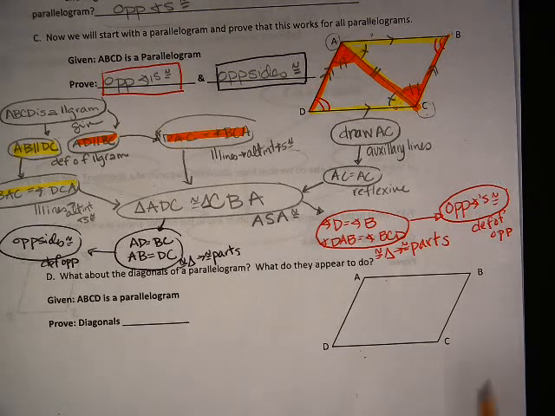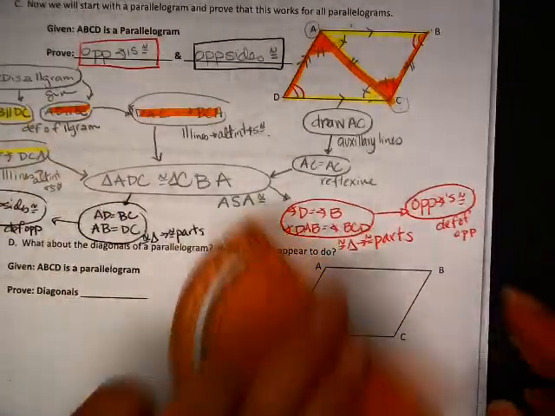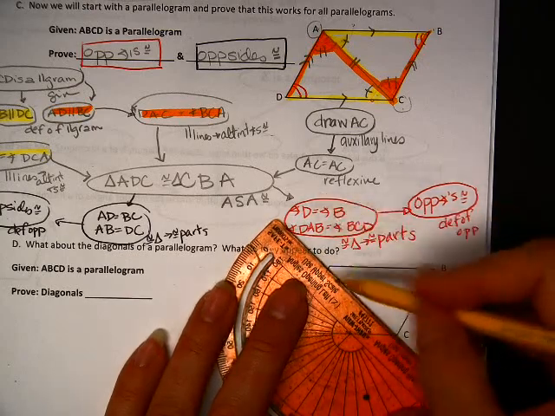Okay? All right, we have one last one on this side. It says, what about the diagonals of a parallelogram? What do they appear to do? Well, the first thing that we need to do to have some sort of appearance is actually draw them in to find out what's happening. So let's go ahead and draw them.